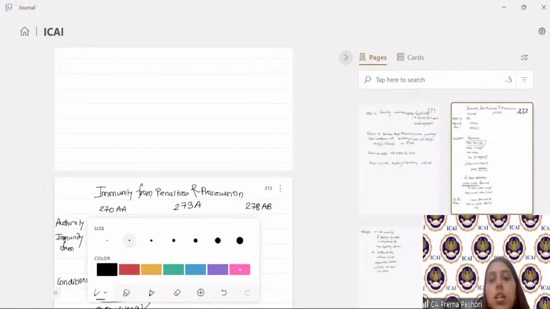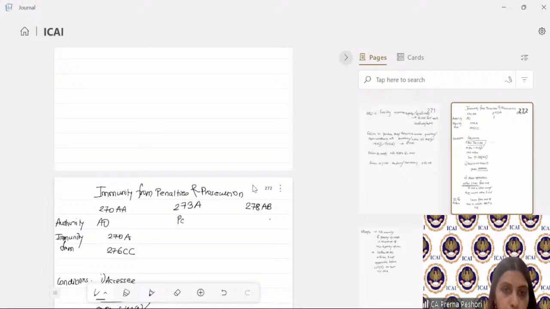Now here, under 273A, who is the authority? Here it is PCIT or CIT. If the assessee makes the application, the PCIT or the CIT has the power to waive the penalty imposed under section 270A. Is that clear? So it is also under 270A.